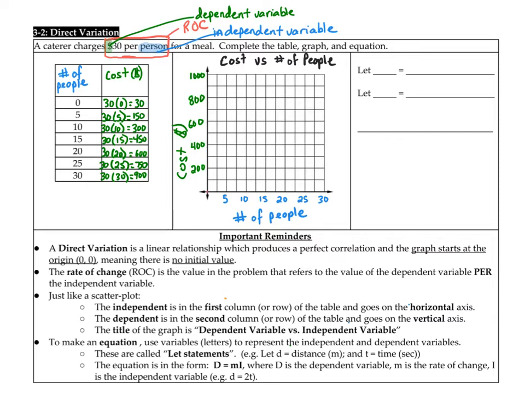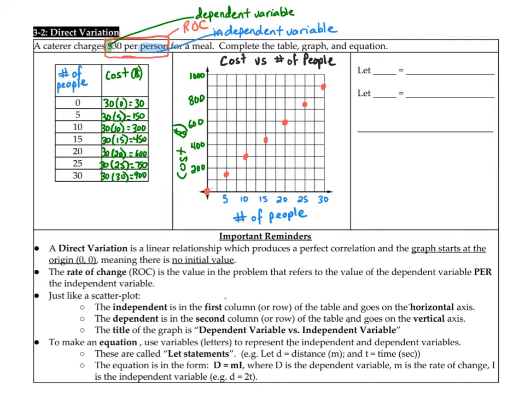For 0 people, it costs $0. For 5 people, it will cost $1.50. For 10 people, $3.00. For 15 people, $4.50. For 20 people, $6.00. For 25 people, $7.50. And for 30 people, $9.00.